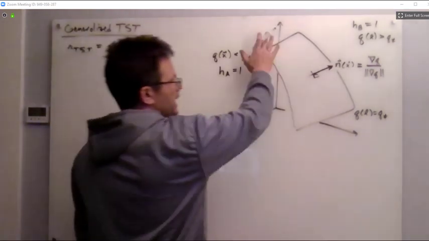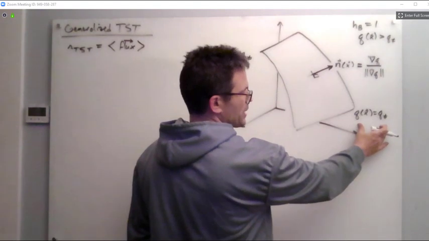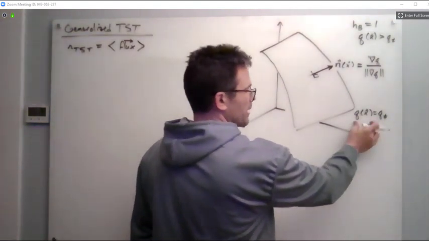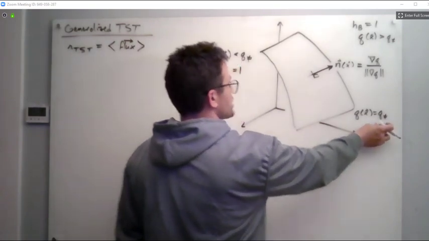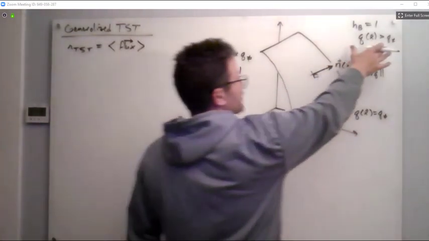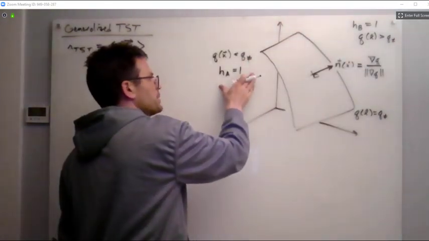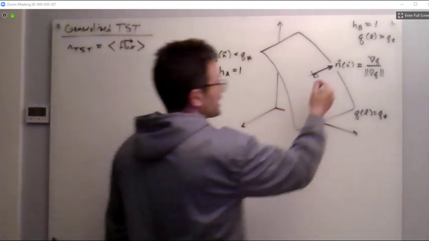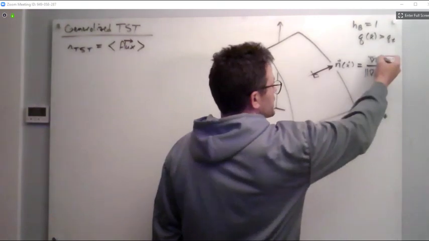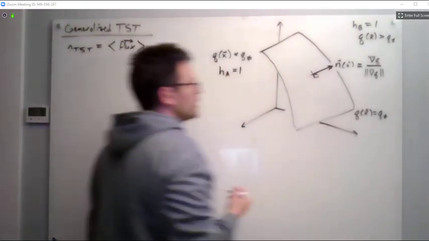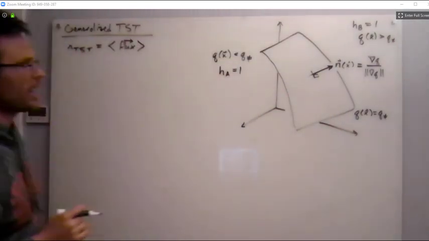This is my diagram depicting the dividing surface in space. The dividing surface is parameterized by the set of points for which my collective variable is equal to the special value that tells me when I'm at the transition state. I have points to the right of that where I'm in state B, points to the left where I'm in state A, and I have an outward unit normal at every point on this surface that's given by the gradient of my Q function divided by the norm of that gradient.